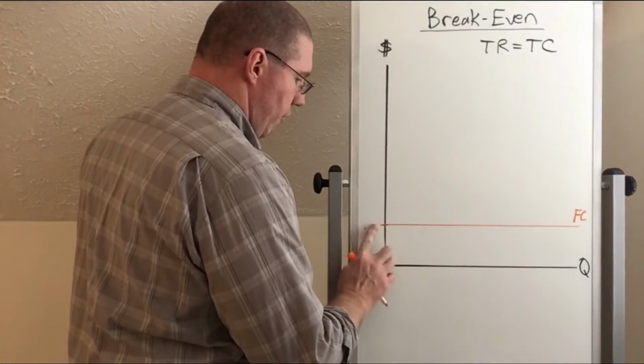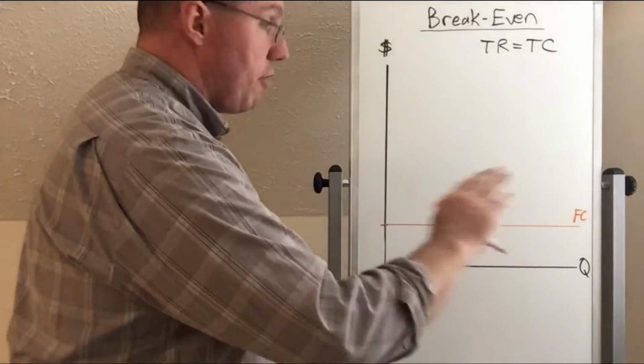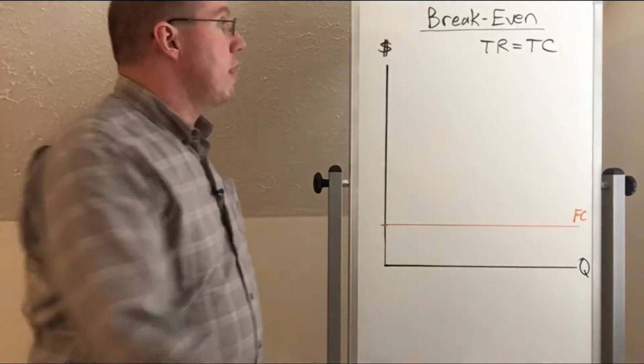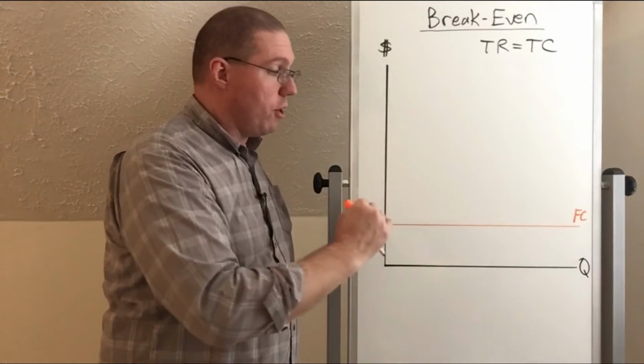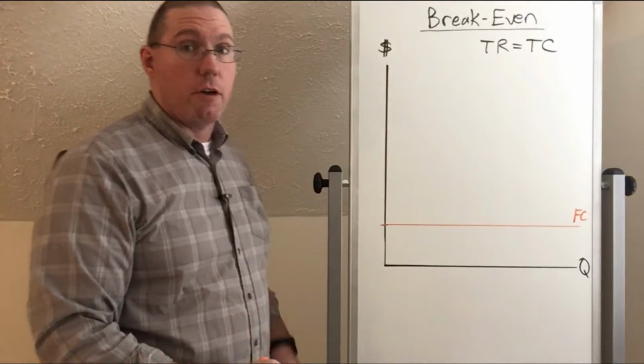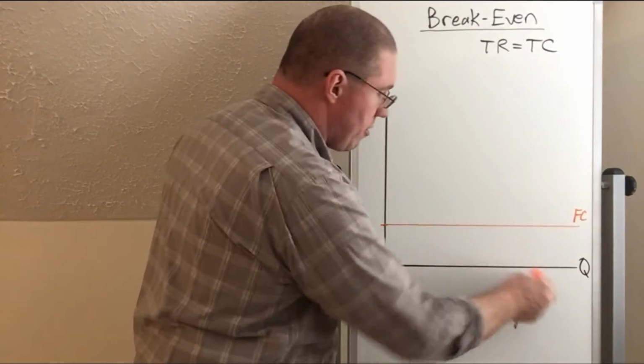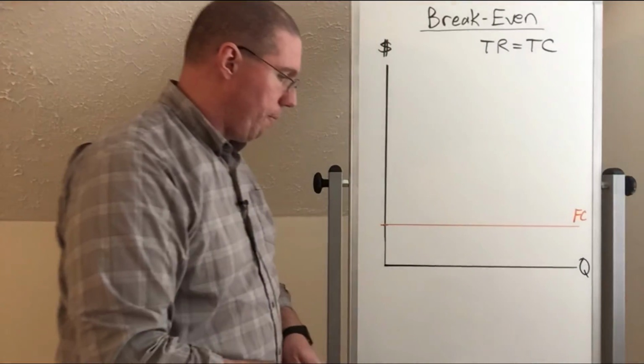I don't want it to get in the way over here. Okay, so that is the graph of fixed cost. Anytime you see a total dollars graph and you see a horizontal line, that is the fixed cost curve, because as quantity increases, fixed cost doesn't change at all.